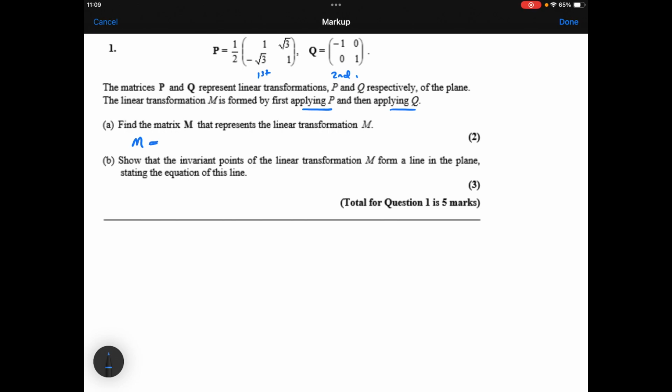is equal to P, so P happens first, then Q. Has to be in that order. P first, then Q. So Q is minus 1 0 0 1 times P, which is 1/2, 1 root 3 minus root 3 1. I'm going to take that 1/2 out the front so I don't have to worry about that until the end.